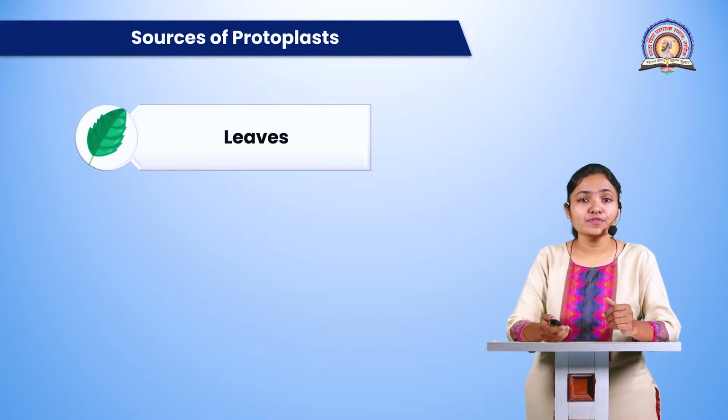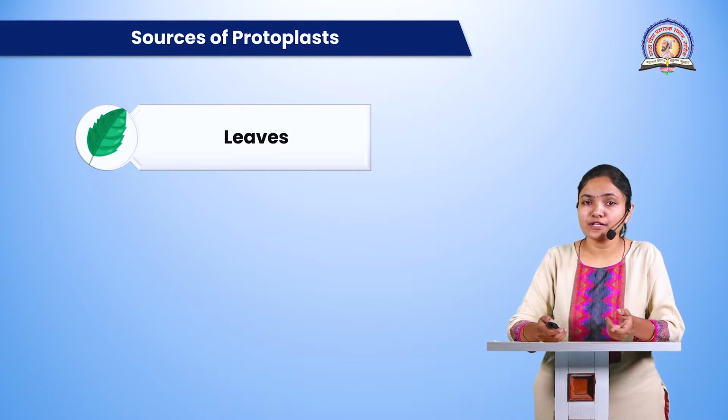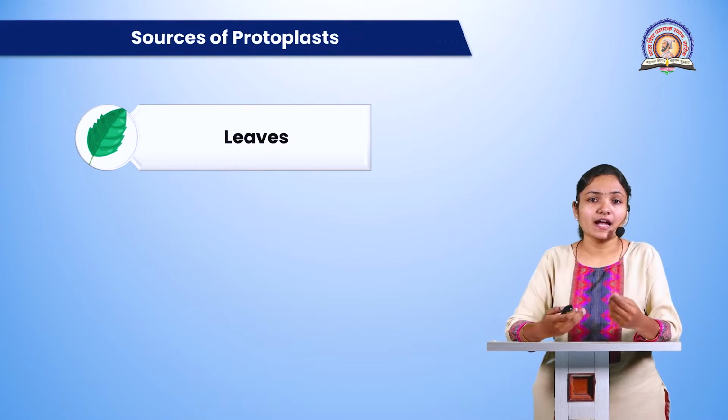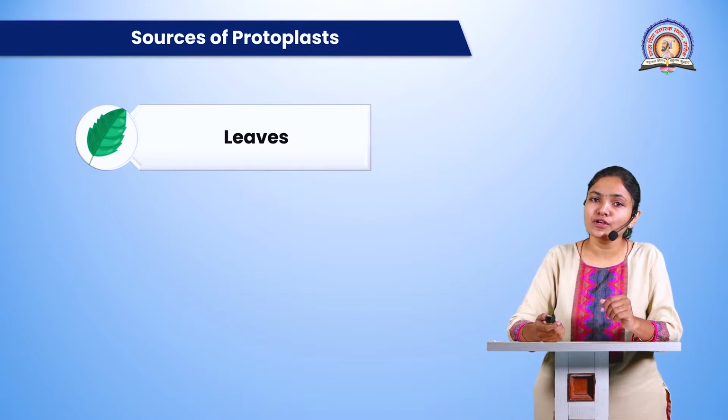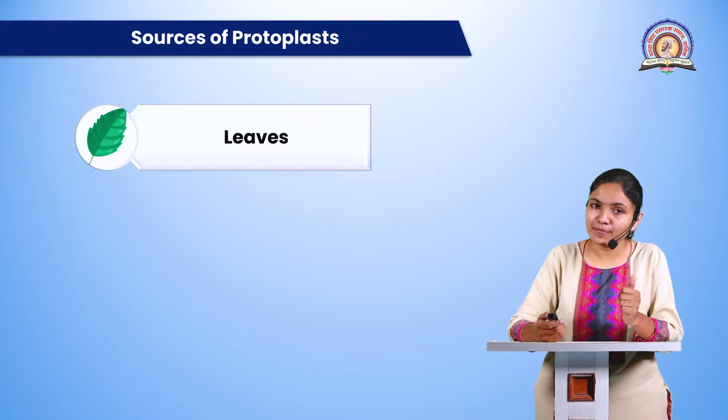Now, before we learn how to isolate the protoplast, the first task is to choose the source, because a plant has several different organs. It has flowers, stem, leaves, roots, etc. Now, out of all these organs, which one you should choose for isolation of protoplast depends upon your application.